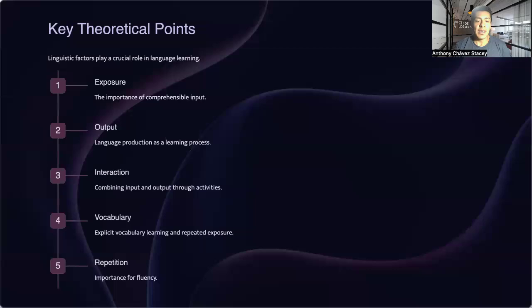The interaction, combining these two parts, the input and output, through activities in pairs or groups. Also, the lexis, in this case the vocabulary, will involve explicit vocabulary learning, and repeated exposure will help learners to learn new words and be exposed to this new and rich vocabulary in each class.